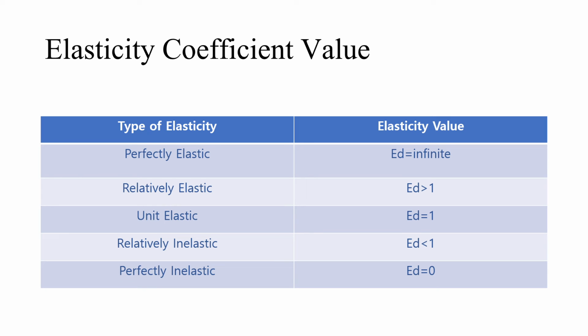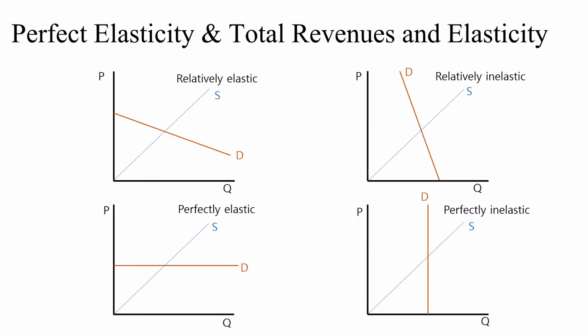It is important for you to know and keep the chart in mind, and to briefly show this as a graph: if the demand is relatively elastic, the graph would be more horizontal. If demand is relatively inelastic, the demand curve would be more vertical. If it's perfectly elastic, it would be perfectly horizontal. If it's perfectly inelastic, it would be perfectly vertical.